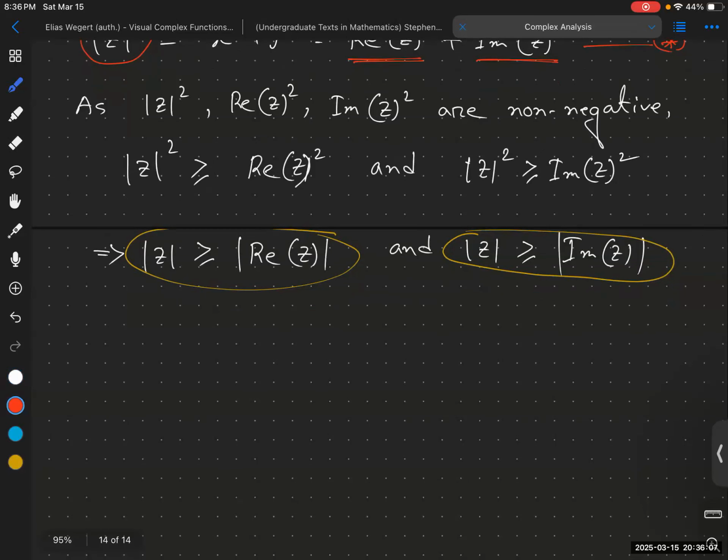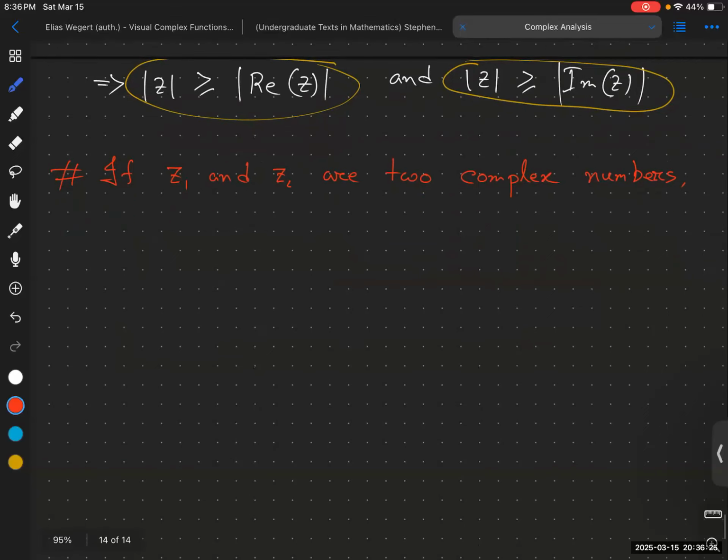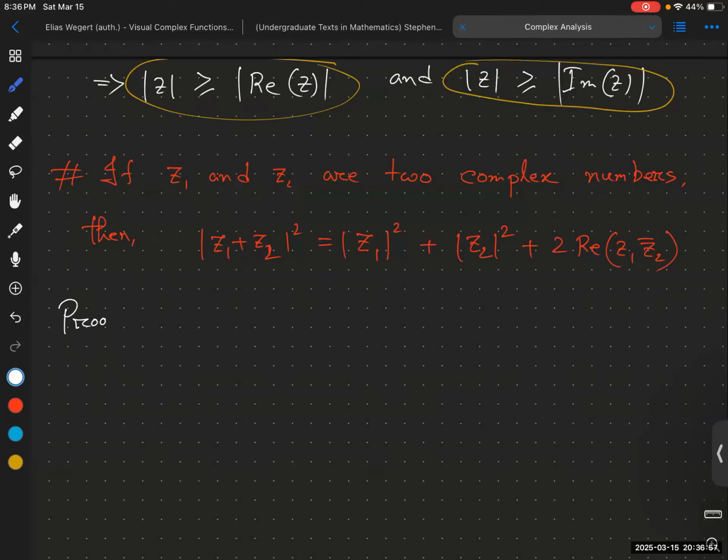Next, move to the second one. If Z1 and Z2 are two complex numbers, then the modulus of Z1 plus Z2 squared is equal to the modulus of Z1 squared plus the modulus of Z2 squared plus 2 times the real part of Z1 times Z2 bar, that is, the conjugate of the complex number Z2. So how can we prove this?